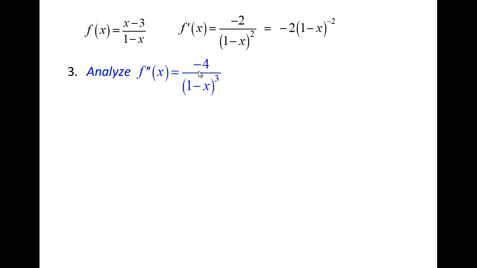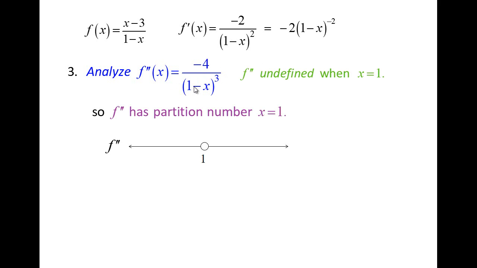So once I get the second derivative, again, the partition numbers for that would be where it is either 0 or undefined. It is not 0 for any value of x, and it is undefined when x is 1. Now, by looking at this second derivative, notice that when x is bigger than 1, 1 minus x would be negative, and the cube of that would be negative. So when x is bigger than 1, I get a negative number in the denominator, and I have a negative in the numerator, so I will get a positive. So when x is bigger than 1, f double prime would be positive, and you can check that it will be negative on the other side.